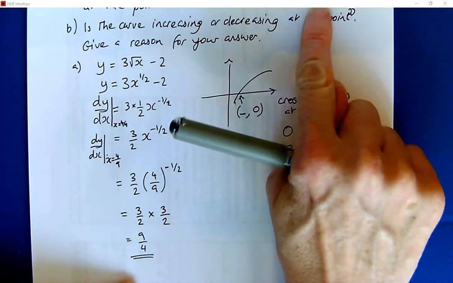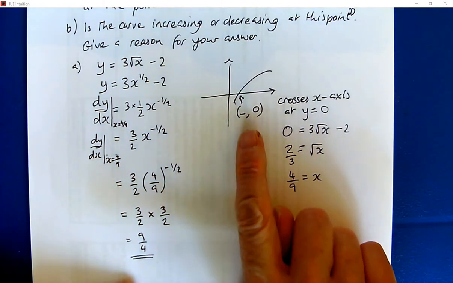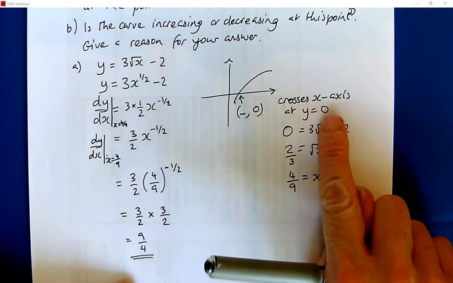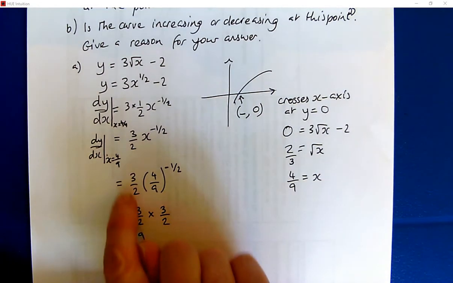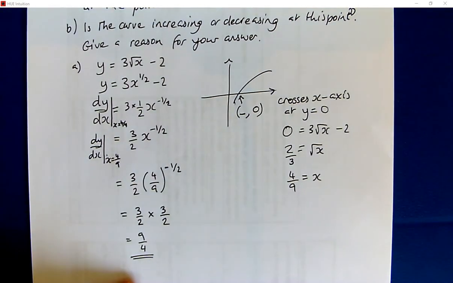x-axis. So we had a little think about crossing the x-axis here. We use that information to find out where it crosses the x-axis. We then put that into our gradient so we could find out what the gradient was at that point.